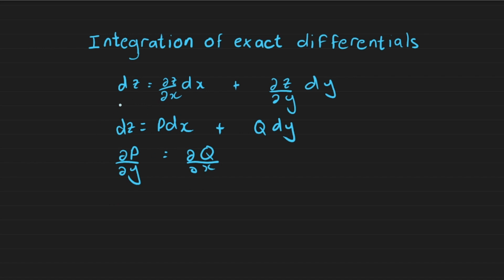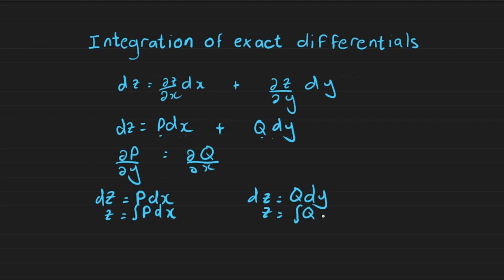So if we just take this first part of the differential, p dx, this should be part of z, and the other part should also be part of z, because if we add apples and apples, we should get apples, right? So if you think about dz being p dx, then z should simply equal the integral of p dx. And the same would apply to y. If dz is equal to q dy, then z should also equal the integral of q dy.